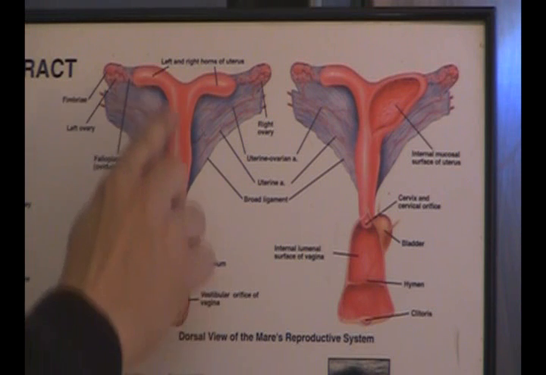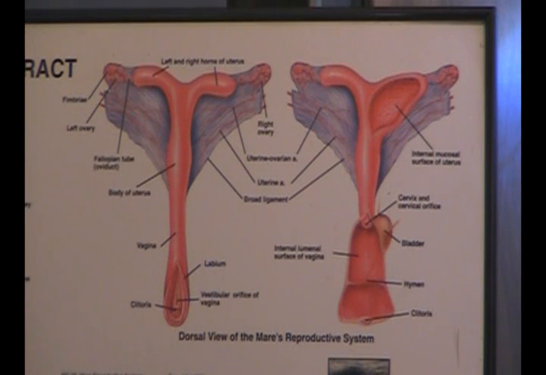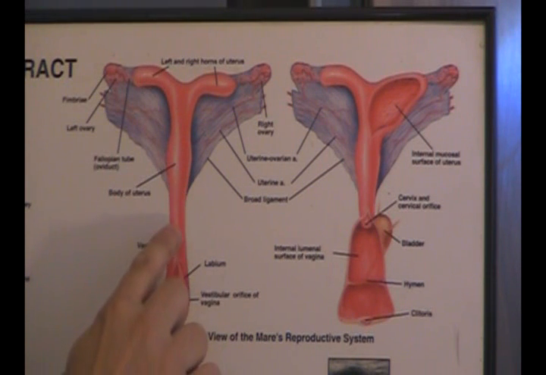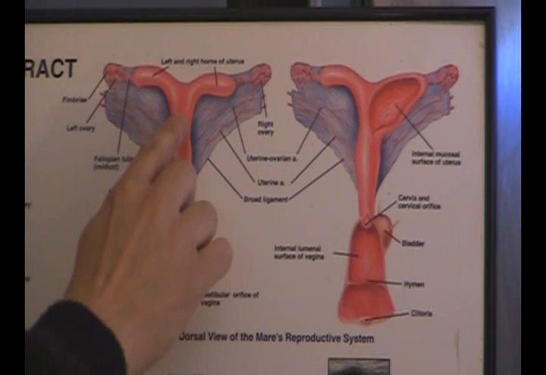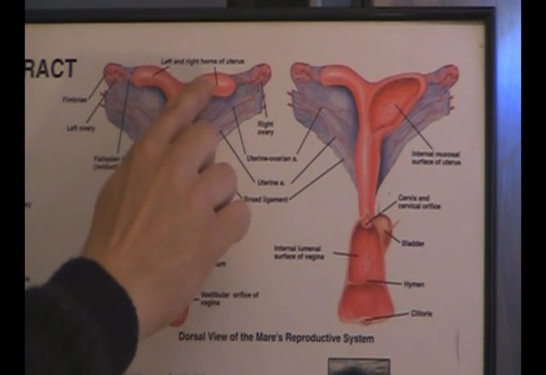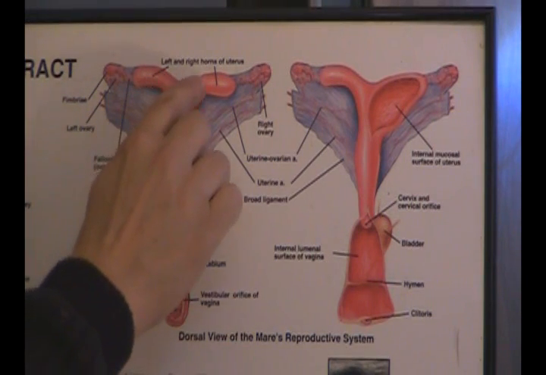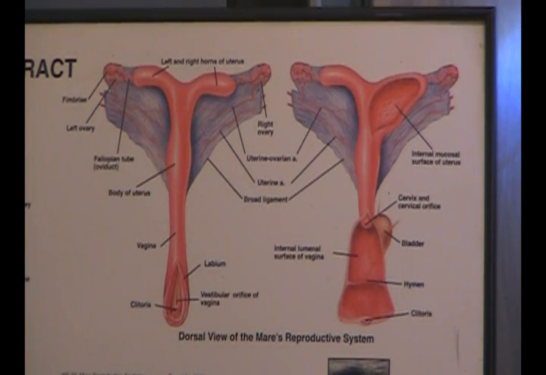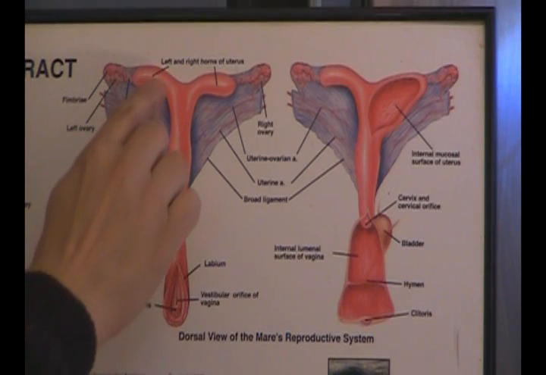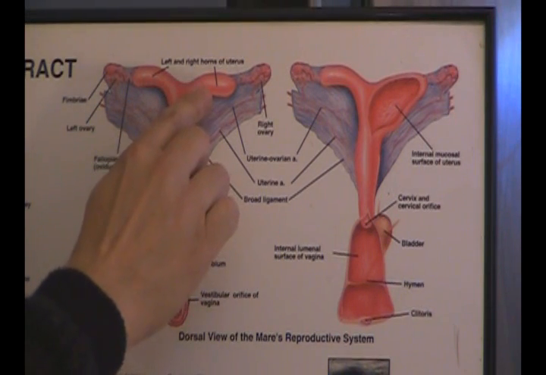The rectum lies over the top of the mare's reproductive tract, and for purposes of bringing clarity to this diagram, it has been removed. When inserting an arm into the rectum, the first structure that you see is the vagina, followed by the uterine body, and then the uterine horns. The points at which the uterine horns come off the uterine body are called the bifurcations, this being the left bifurcation and this being the right bifurcation.